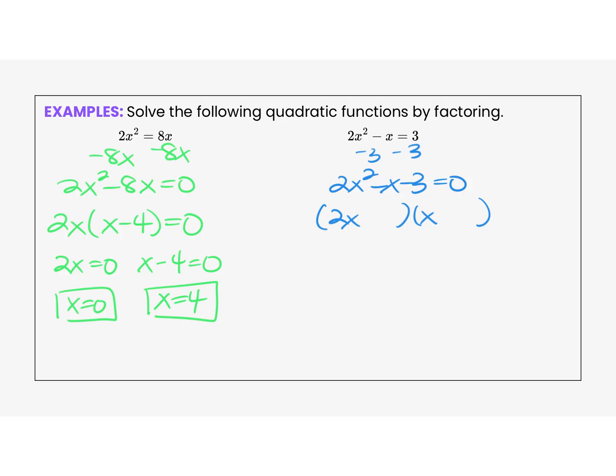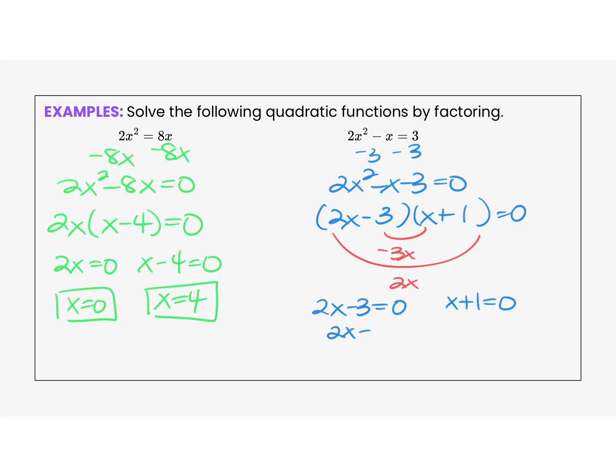with 3 and 1. So to get the 1 in the middle, I need a 3 here to be negative and a 1 here to be positive. And again, if we want to double check this, this gets me negative 3x and this gets me 2x, which together would make the negative 1, which is what we want. Okay, so set both of those factors equal to 0 and then solve for x. So 2x equals 3, x equals 3 over 2. And again, you can leave it as a fraction like that. And this one would be x equals negative 1.